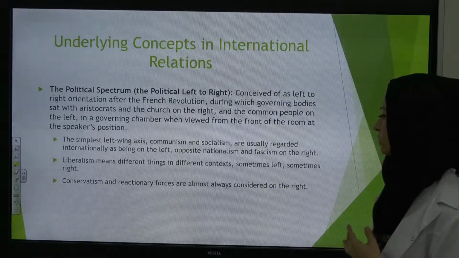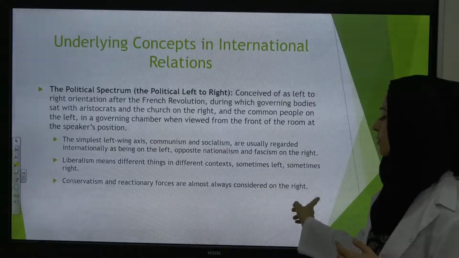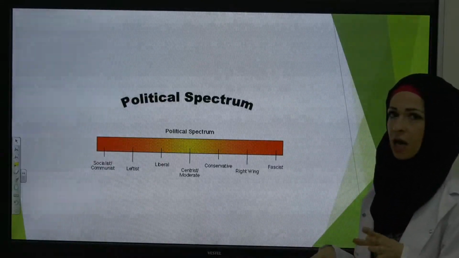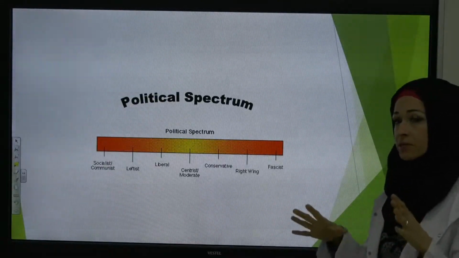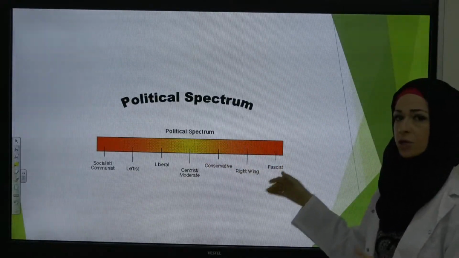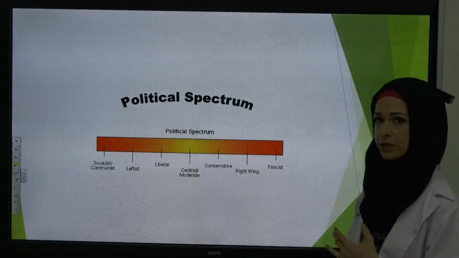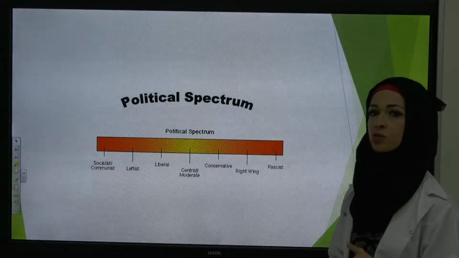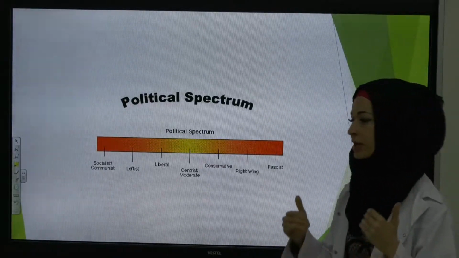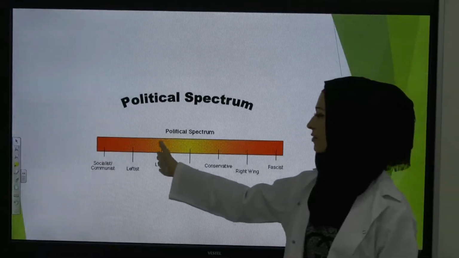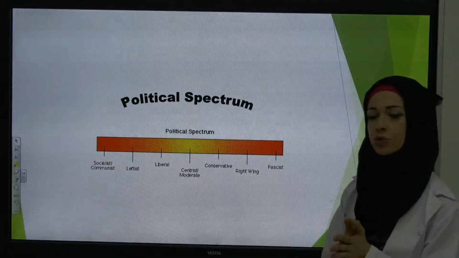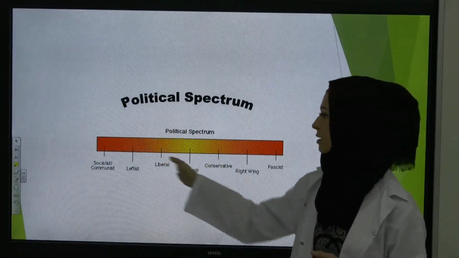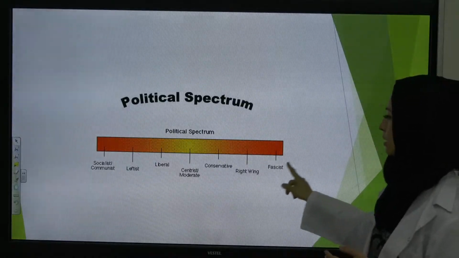Conservatism and reactionary forces are almost always considered on the right. Now, this comes back to the idea of Thomas Hobbes and John Locke that we talked about. Thomas Hobbes would be considered on the right. Complete control by a leader. Security is of utmost importance. The freedoms and rights of the individual come after the security and authority of the state. Whereas on the left, there would be more consideration to the rights and freedoms of the individual, here in the leftist, liberal, centralist area. It's just like John Locke, okay?